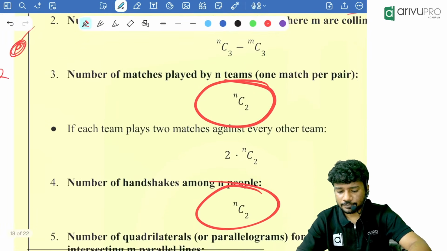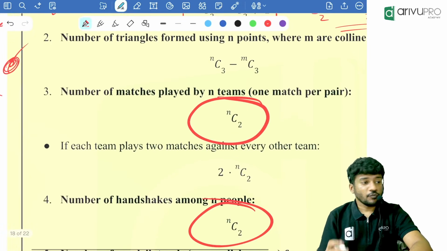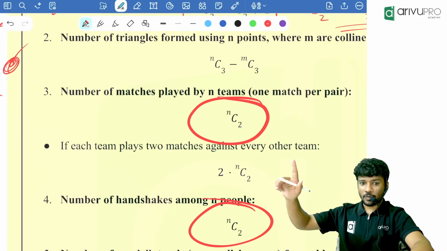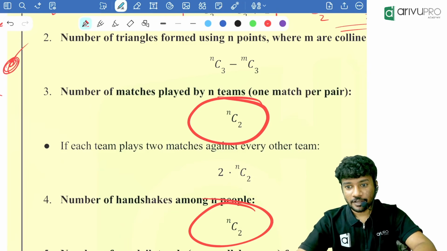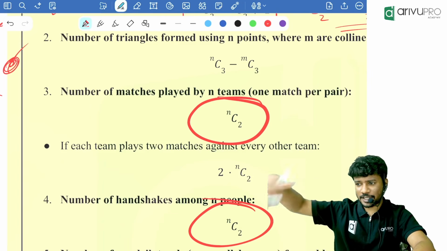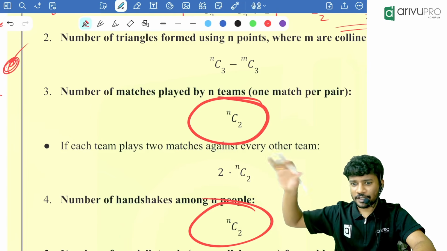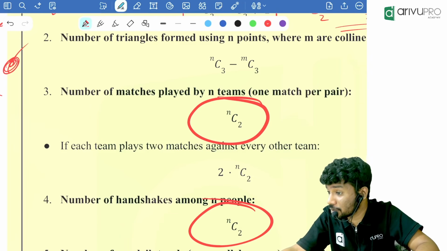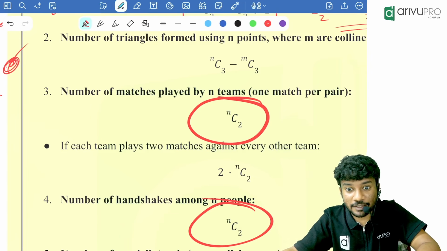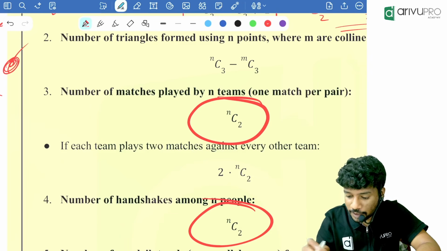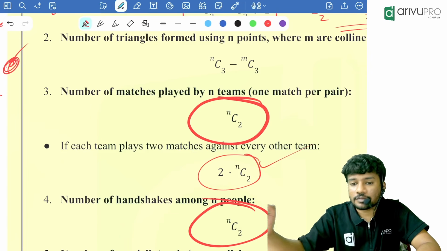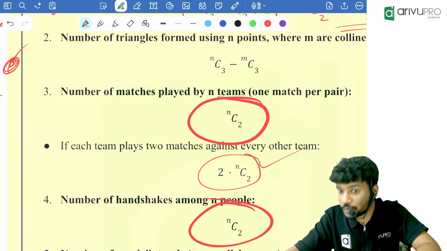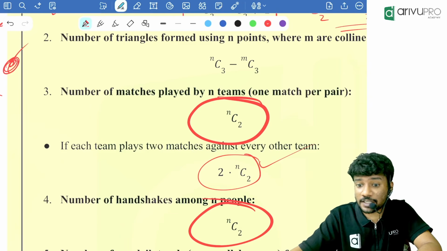next one. We told about one match being played between each team, right? What if there are two matches? How will you do it? First set of matches over. How many matches are there? NC2 matches. Then the second set they are starting. How many matches will there be? NC2 matches will be there. So NC2 plus NC2 will become 2 into NC2. What if they are playing 3 matches against each other? 3 into NC2. What if they are playing 4 matches against each other? 4 into NC2.